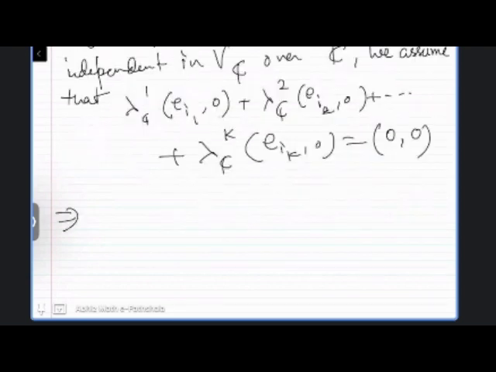So now you can represent this lambda C1 as a1 plus i b1, times (e_i1, 0), plus next will be a2 plus i b2, times (e_i2, 0), and so on up to ak plus i bk, times (e_ik, 0), is going to be 0.